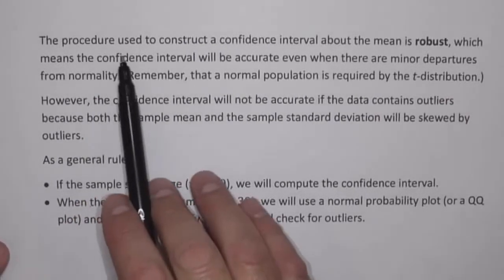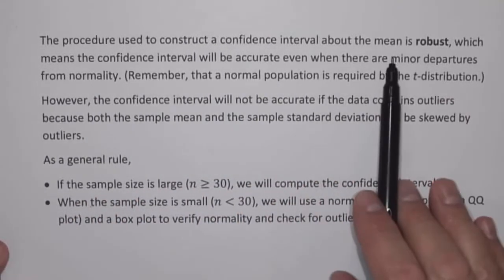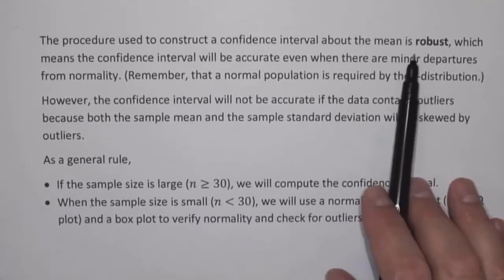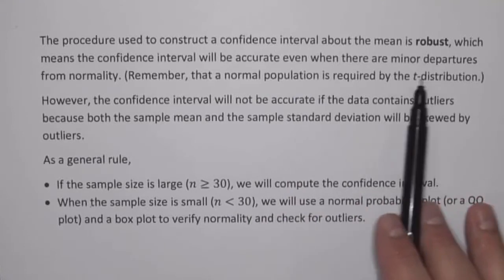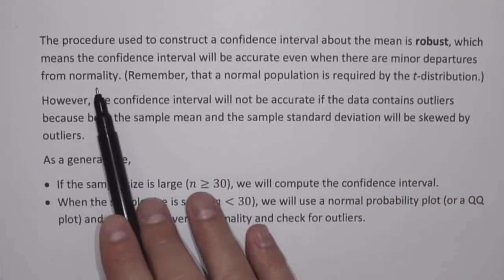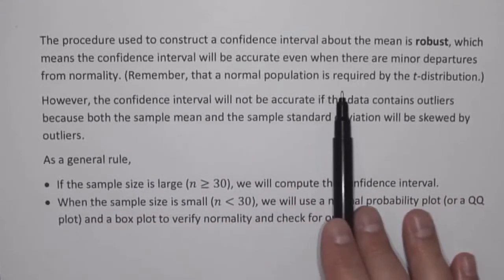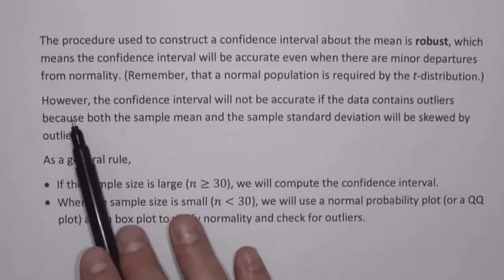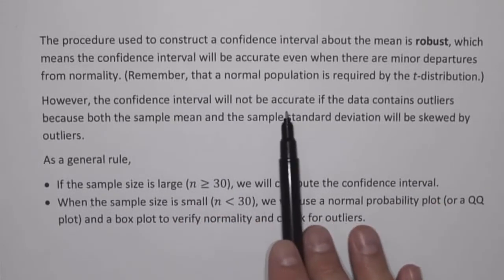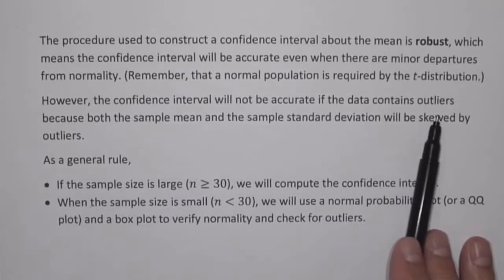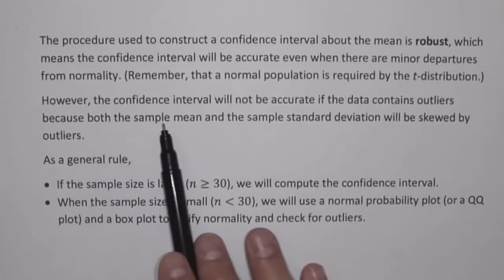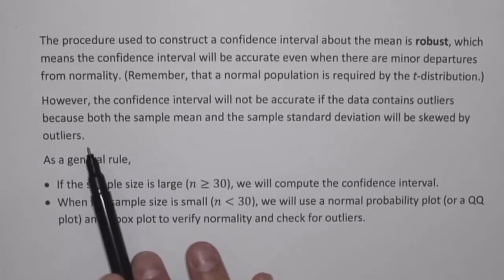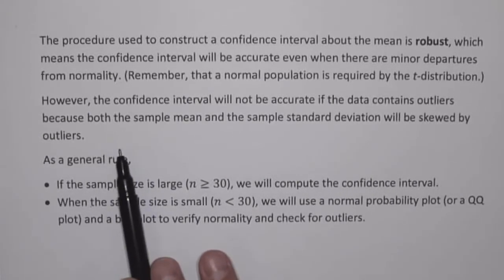The procedure used to construct a confidence interval about the mean is robust, and that means the confidence interval will be accurate even when there are minor departures from normality. Remember, a normal population is required by the t-distribution. However, the confidence interval will not be accurate if the data contains outliers, because both the sample mean and the sample standard deviation will be skewed by outliers. So if we have outliers, that's a problem.